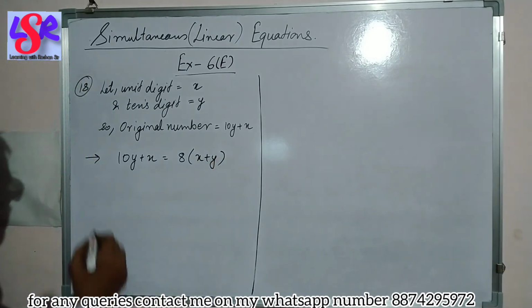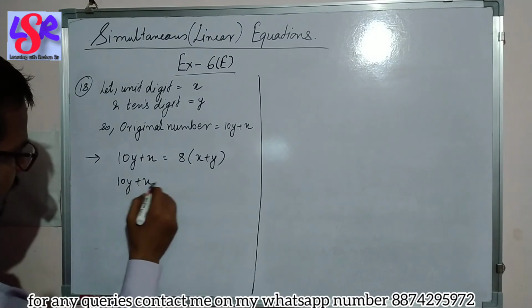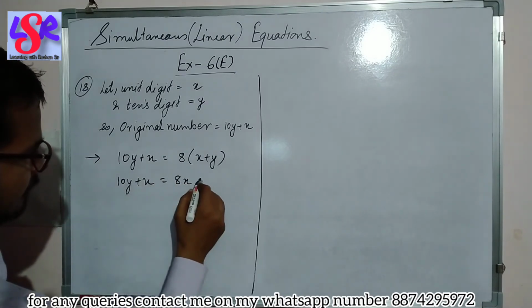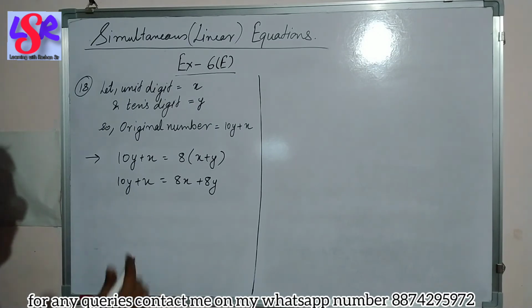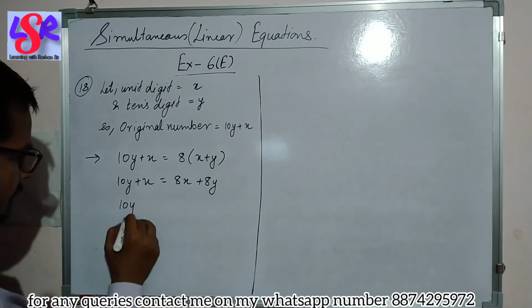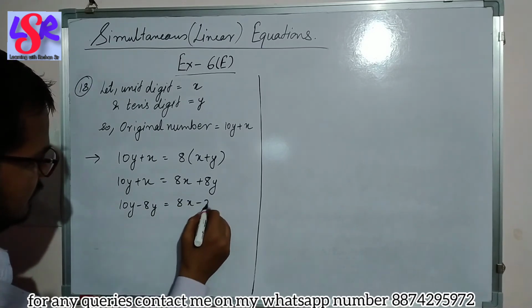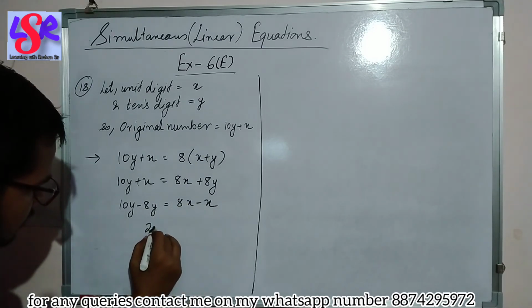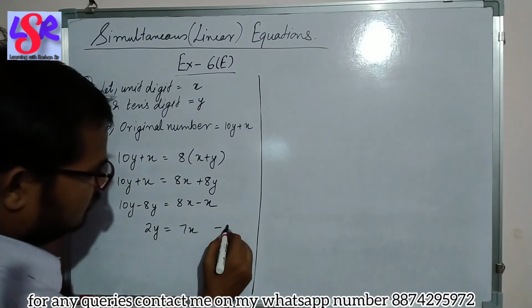Now here we are going to solve it. So that is 10y plus x equals 8x plus 8y. Now make a transpose and all. So this will become 10y minus 8y equals 8x minus x. And here it will be 2y equals 7x. And let this one be equation number 1.